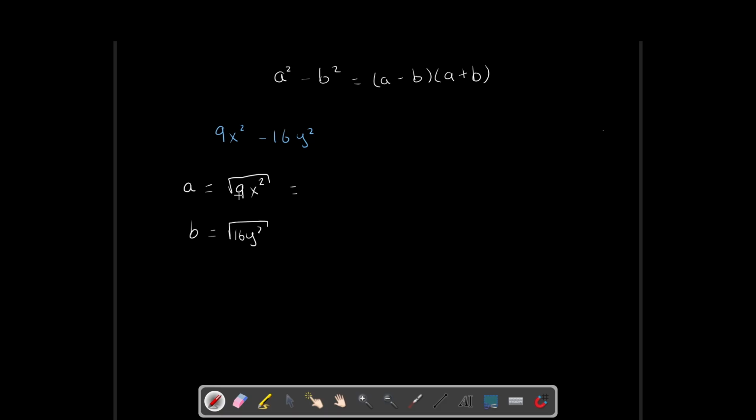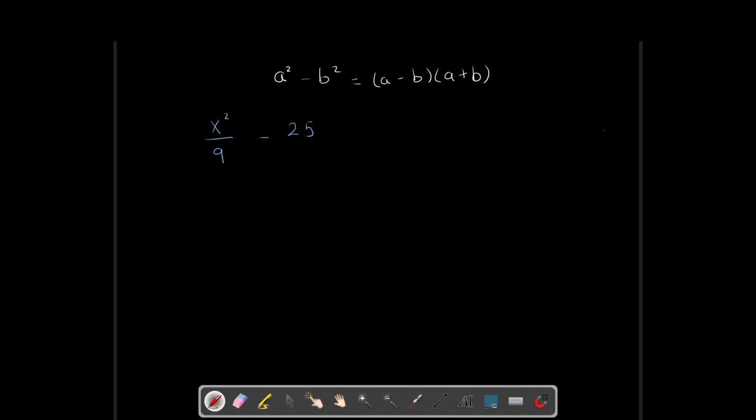So the square root of 9 is 3. And the square root of x squared is just x, by canceling the index of the root with the exponent. 3x will be our a. And for b, the square root of 16 is 4, and then the square root of y squared is just y, by doing the same. So now we can say 9x squared minus 16y squared is equal to 3x, which is a, minus 4y, which is b, times 3x plus 4y.